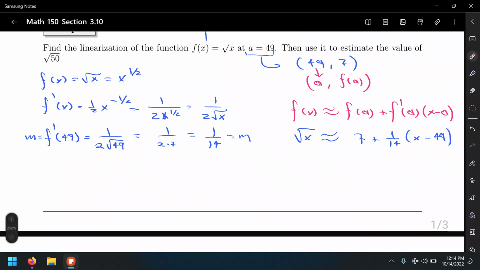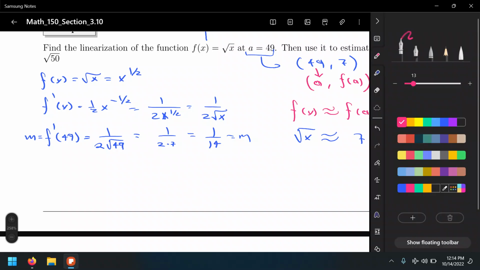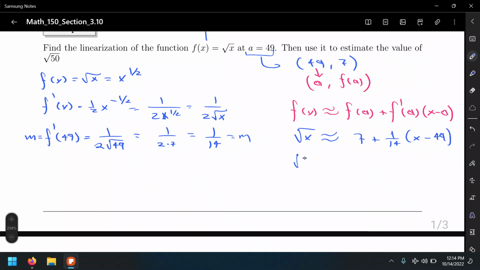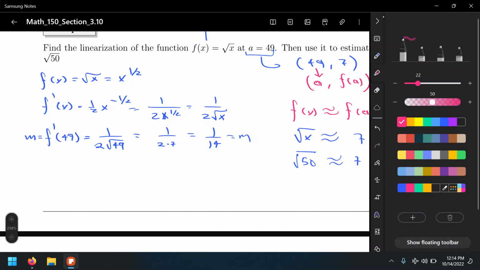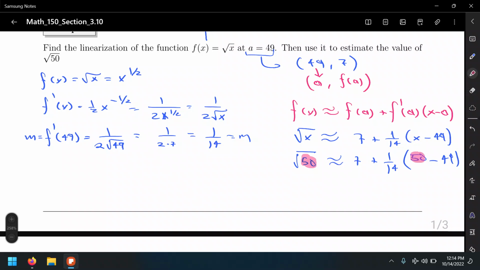Leaving it like this without distributing is going to simplify our calculations a lot when we compute the value, in this case the square root of 50, that is approximately 7 plus 1 over 14 times 50 minus 49. Let me highlight what we are substituting: x equals 50. So the square root of 50 is approximately 7 plus 1 over 14 times, what's 50 minus 49? 1. Isn't that just 1?